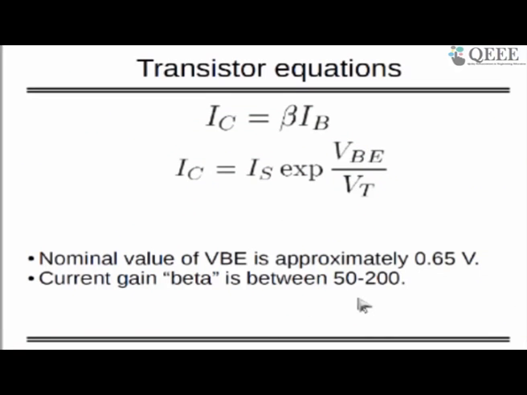And other than that, the nominal value of VBE is approximately 0.65 volt. This is the number I took from Wikipedia, but in my experience, it's from 0.6 to 0.7 volt. Some of you may know that it's 0.7 volt, but it's written as 0.65 because it's the average value. So the nominal value of VBE is approximately 0.65. You can assume whatever you want, but you should keep in mind that it is the cut-in voltage of a diode.